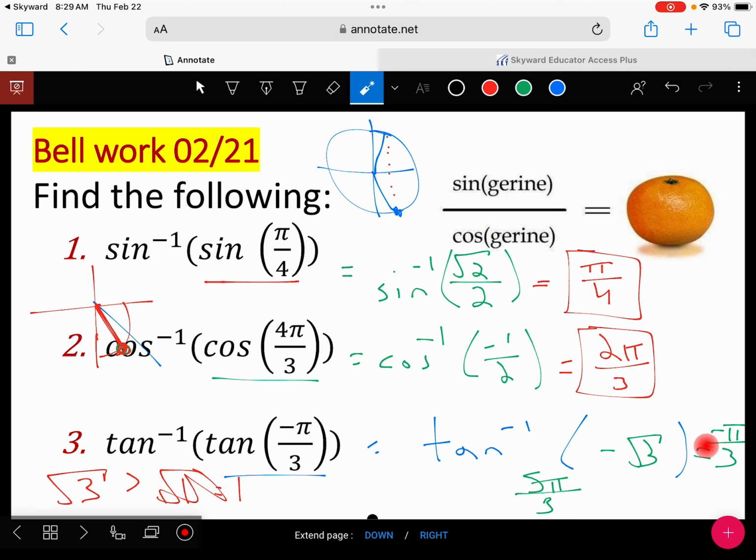To get full credit, you have to put negative pi over 3. And that's what we wrote on the board over there, if you see, for the inverse trig, quadrants 1 and 4, your answer has to fall within that rectangle. So for sine, cosecant, and tangent, your answer has to be between negative pi over 2 and positive pi over 2 to get full credit.